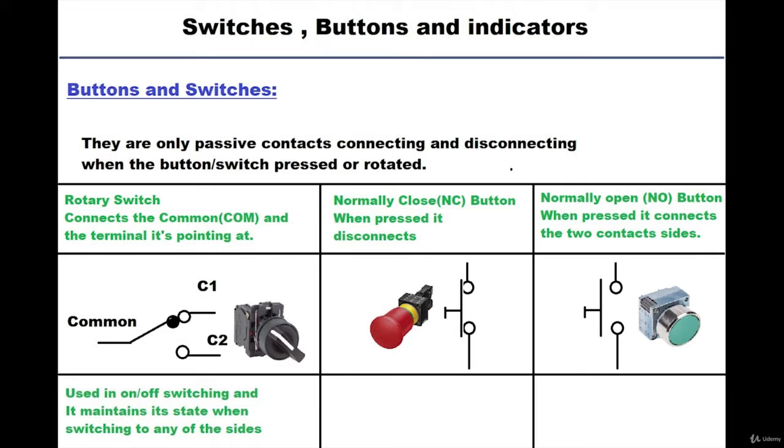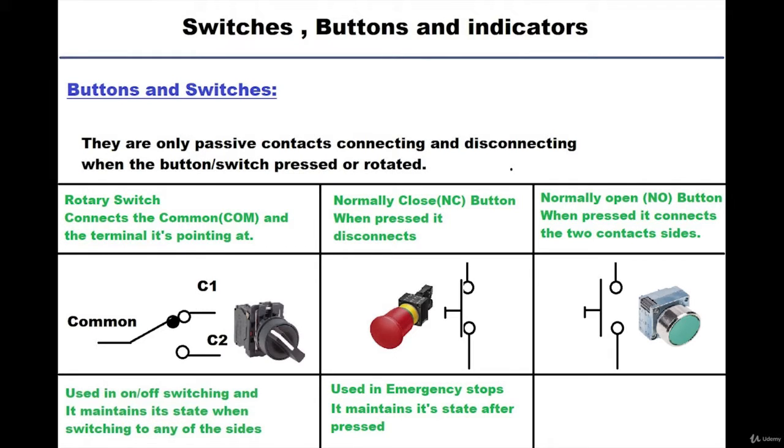Some switches will not maintain their state, so if you rotate it to the right, once you release it, it will return to the left automatically. Now let's check the one in the middle. We have a normally closed button, or as we called it in relays, NC. This one is normally closed, so if you press it, it will open the circuit.